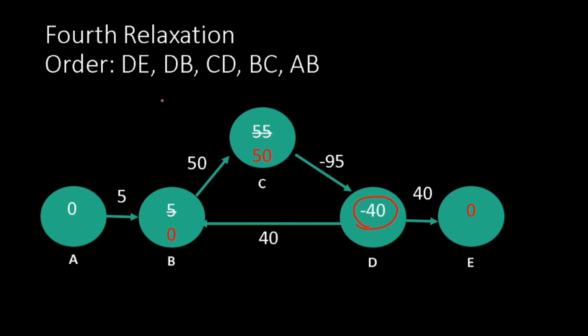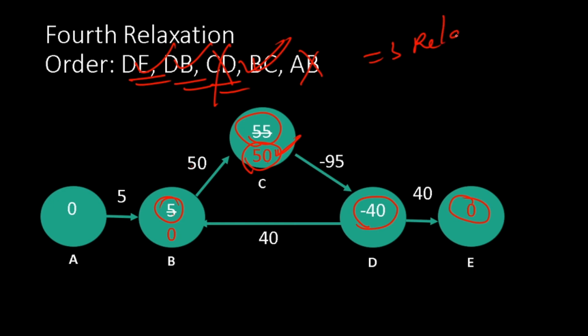Okay, DE, E is relaxed to 0, DB, B is also relaxed to 0. Then we have CD, nothing is happening in CD step. BC, 0 plus 50 is equal to 50. Original answer was 55, new answer is 50. This is also getting relaxed. AB, nothing is changing. So we are doing 3 relaxations in our final step.